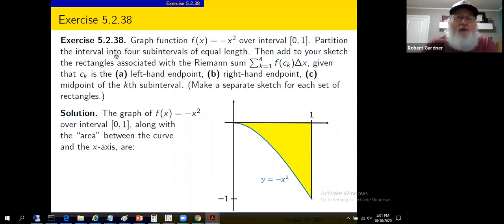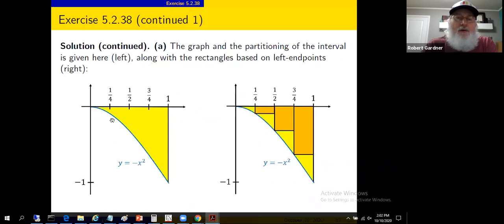So partition the interval 0, 1 into 4 subintervals of equal length. 4 subintervals will mean 5 endpoints, as we start at x sub 0. The partition we're using is 0, 1/4, 1/2, 3/4, and 1. That was 5 numbers, 5 endpoints, producing 4 subintervals. The subintervals are 0 to 1/4, 1/4 to 1/2, 1/2 to 3/4, and 3/4 to 1.